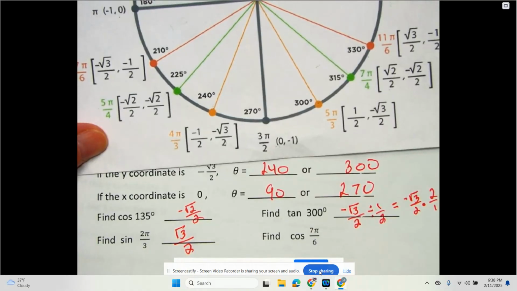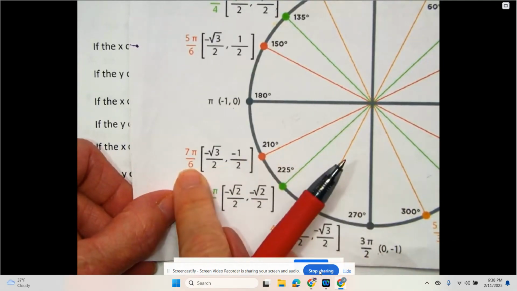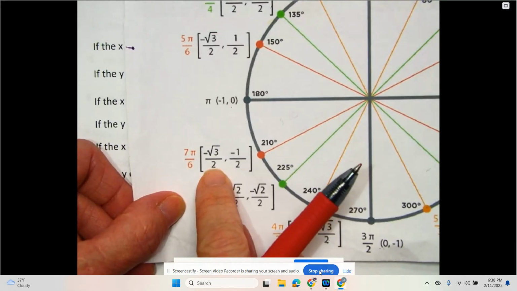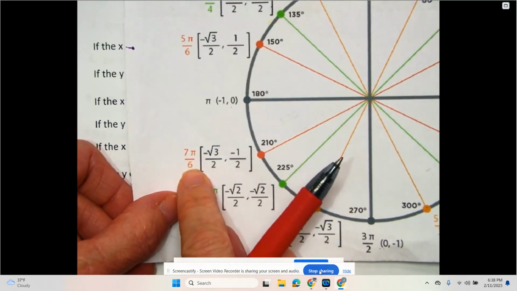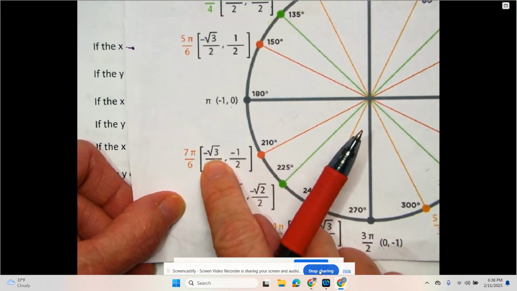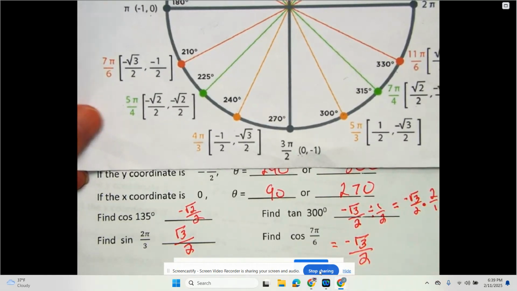Cosine of 7 pi over 6. Where is 7 pi over 6? Right here. Same as 210. Cosine of 7 pi over 6, again, is the x coordinate. Cosine is x, sine is y. So the cosine of 7 pi over 6 is the same as the cosine of 210, and it's negative square root of 3 over 2.